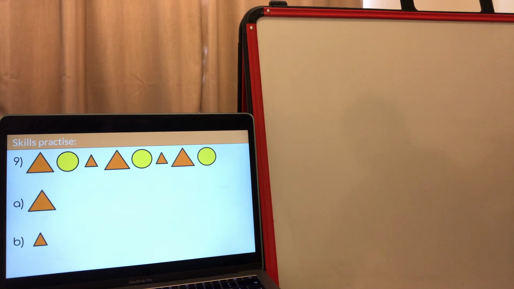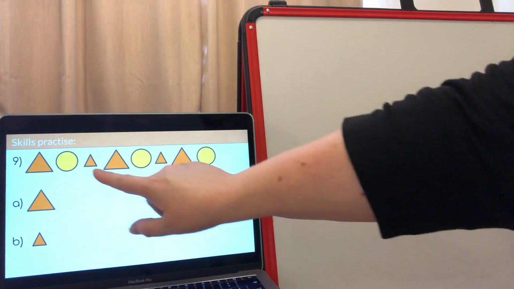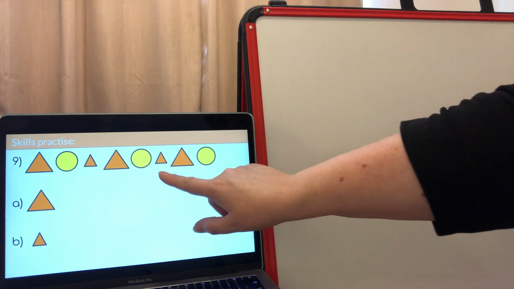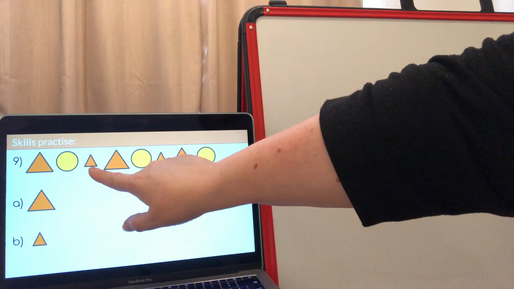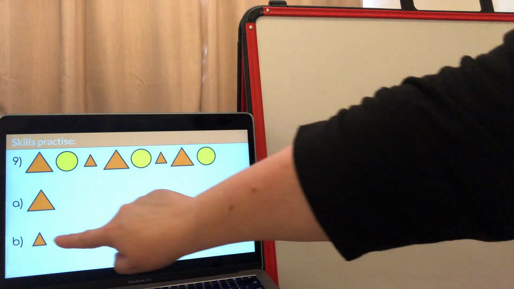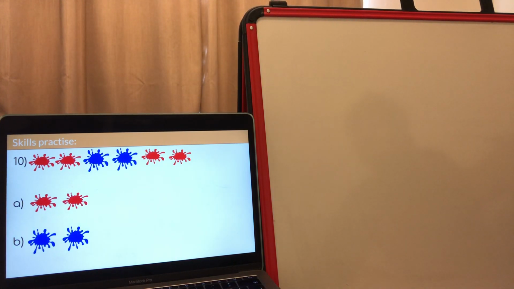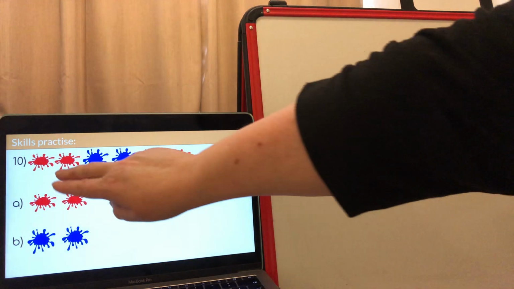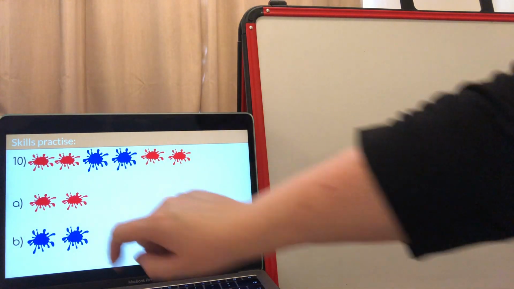Okay, what comes next in this pattern? Big triangle, circle, little triangle. Big triangle, circle, little triangle. Big triangle, circle. What comes after the circle? Little triangle. So after the circle, the little triangle, B. And number 10, which comes next? 2 red, 2 blue. 2 red, 2 blue. It's B.